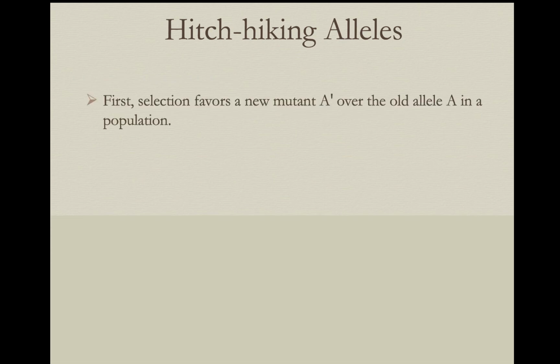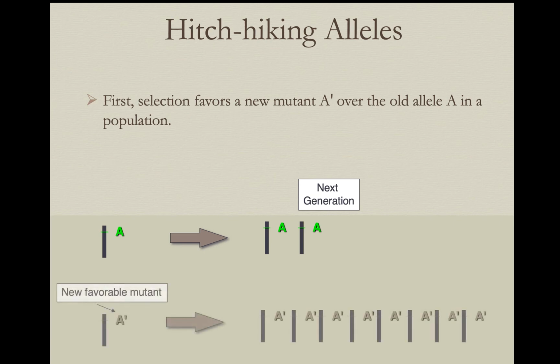First, let's talk about how selection might favor a new mutant in a population, such that at locus A, before this mutant arrived, this was associated with some fitness. Individuals with the A locus had some fitness. But if we get a new favorable mutation, the A prime, it may be associated with an adaptive response such that the bearers of the A prime allele, this new mutant, have significantly greater fitness.